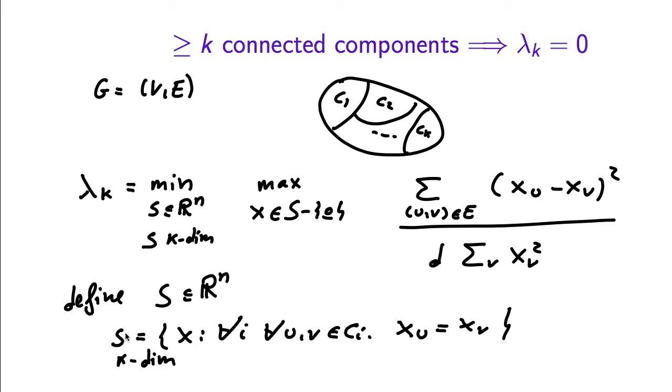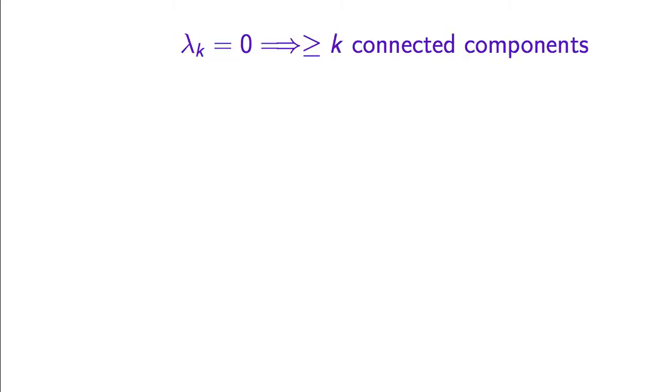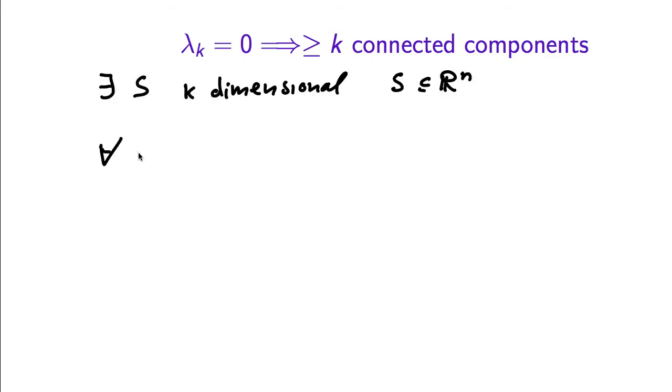And so we have a k-dimensional space for which this maximum is 0, and so this shows that lambda k is smaller than or equal to 0. It actually has to be equal to 0 because all eigenvalues are greater than or equal to 0. For the other direction, let's say that lambda k is equal to 0. So that means that there must exist some k-dimensional subspace S such that every element of S has a 0 Rayleigh quotient. So in particular, the numerator of the Rayleigh quotient will have to be 0.